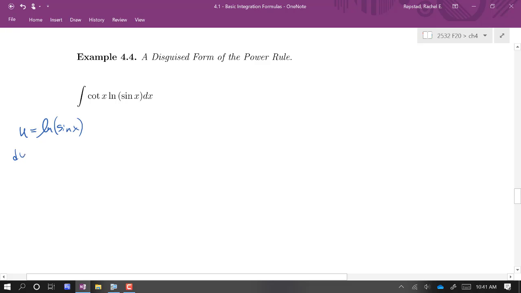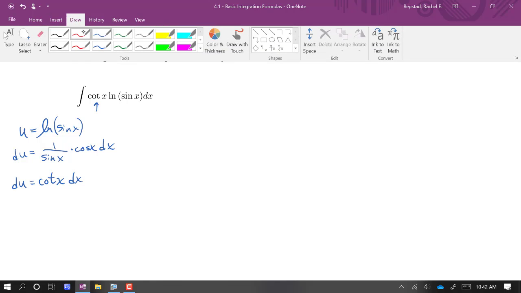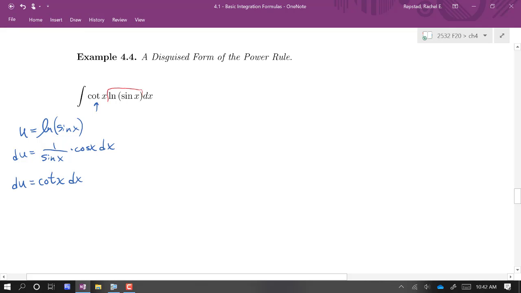And then if we take the derivative, we get 1 over sine x times cosine x dx. That's from the chain rule. So du is, now cosine x over sine x is equal to cotan x dx. And there we have our factor of cotan x. So when we rewrite this, this part here is u, and these parts together are du. So it's u du, and that's a power rule.